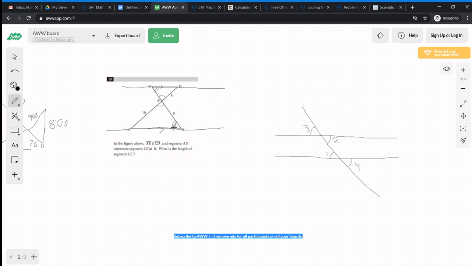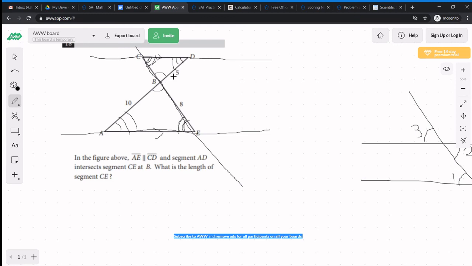In this case, if you see it properly, this is the transversal line that's crossing through. You have alternate interior angles right here. And because these two are congruent, that means this third one is also going to be congruent, which shows you that these two triangles are in fact similar. So now that you know the triangles are similar, you look at the sides. The ratio is 2 again.